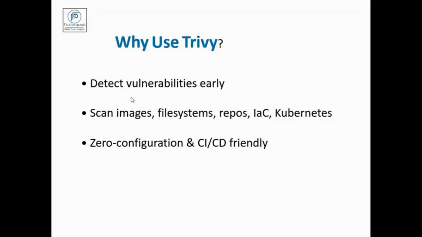So why do we use Trivy? It detects the vulnerabilities early, which means we can use it in the scanning pipelines so that once the code is pushed to GitHub, it will detect the vulnerability, and if it is there, it should not complete the next operation, so that the errors will not push to the deployment.